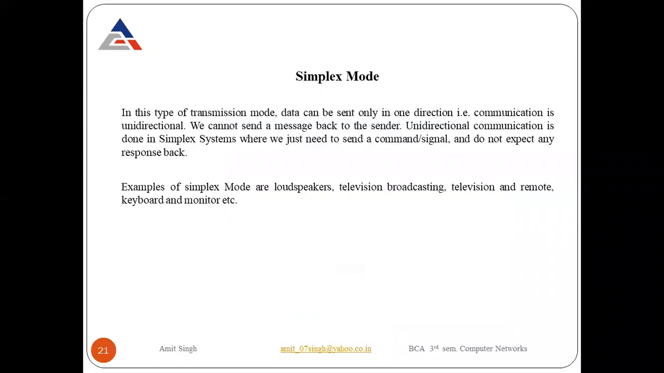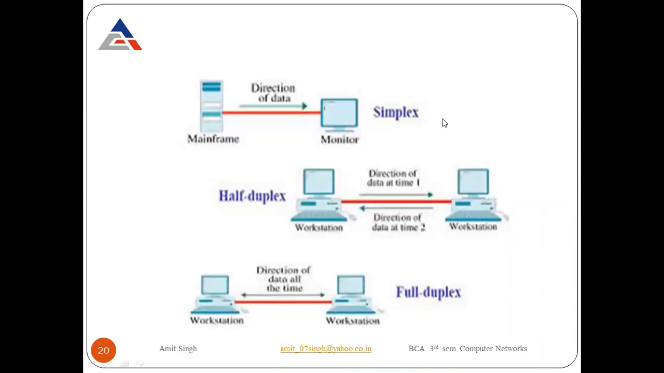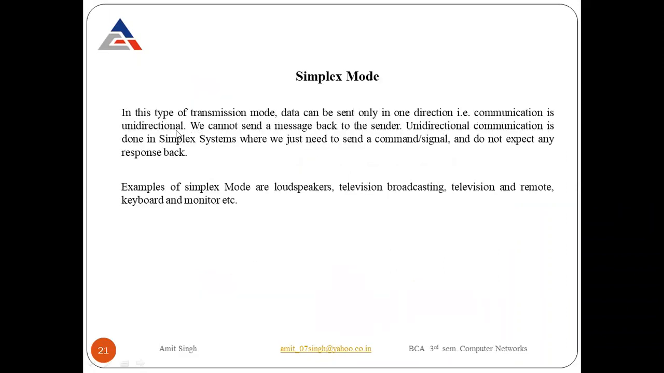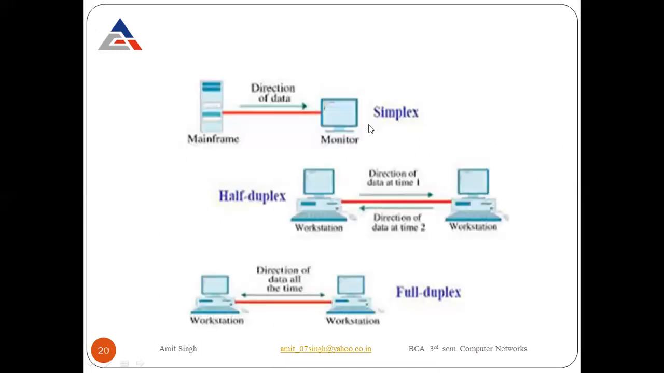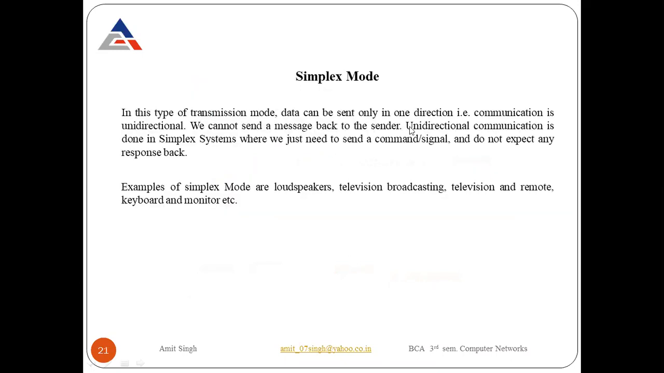Now with the help of definition, we are going to clear the concept of simplex, half duplex and full duplex. The first is simplex mode. In this type of transmission mode, data can be sent only in one direction, as shown in the diagram. Look at here, data can be sent in only one direction. Communication is unidirectional. Uni means one directional. We cannot send a message back to the sender. Look at here, only the mainframe can send the data to the monitor, it is not able to send the data to the mainframe. Only one system is able to send the data.